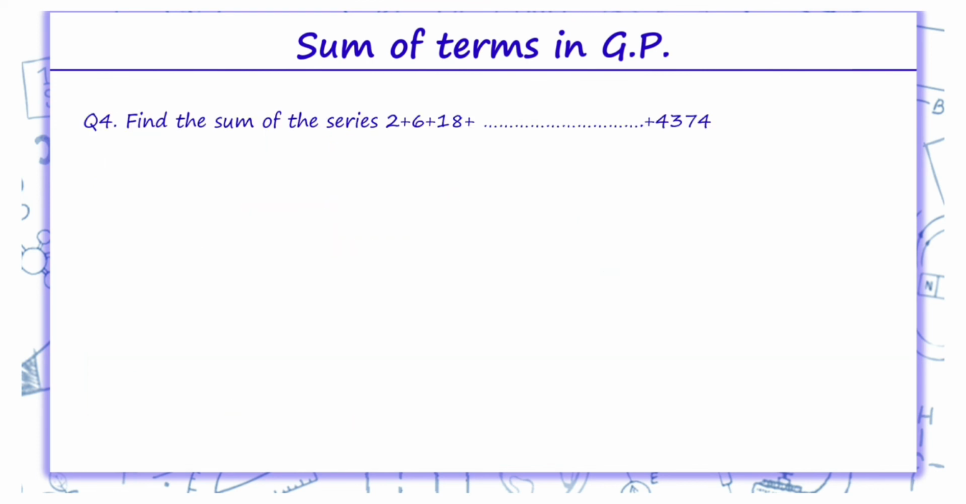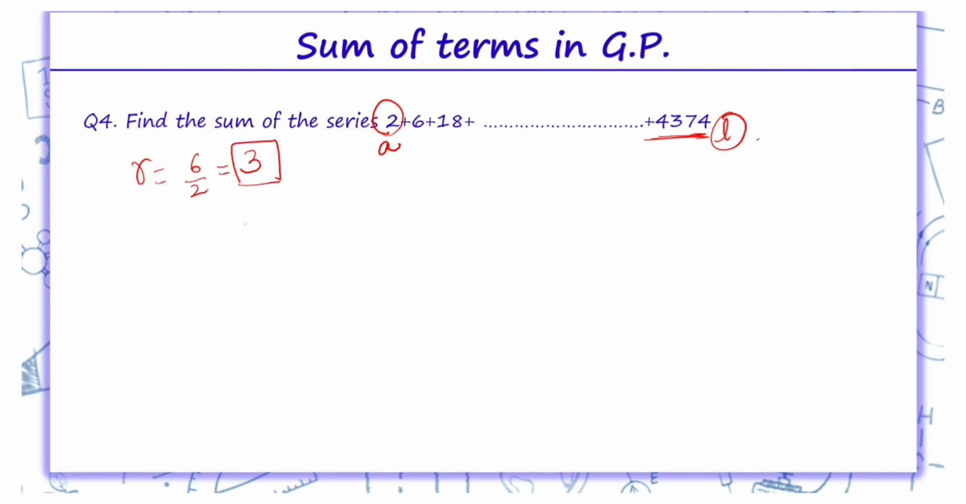So coming on to the next question, we have to find the sum of the series. The series given is 2 plus 6 plus 18 and so on, up to 4374. Now this is the last term which we are given. This is A, and if we calculate over here, R is 6 by 2, which is 3.